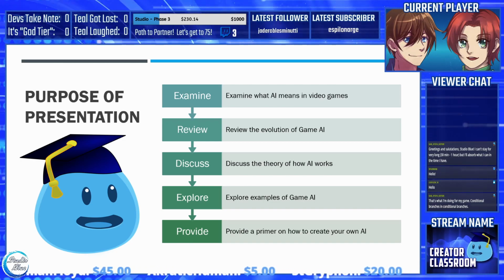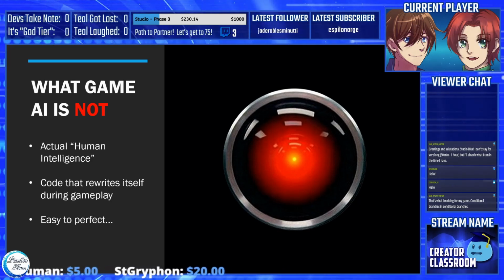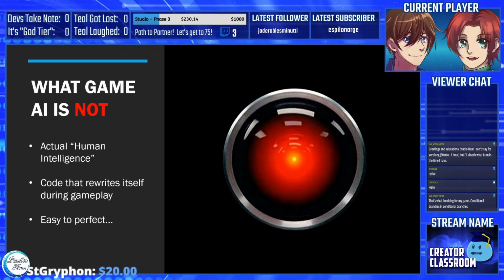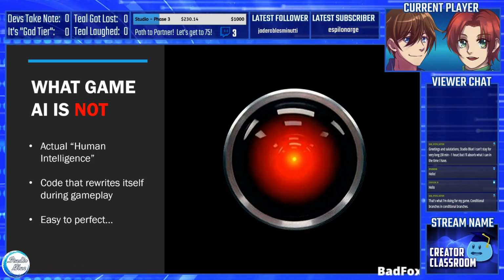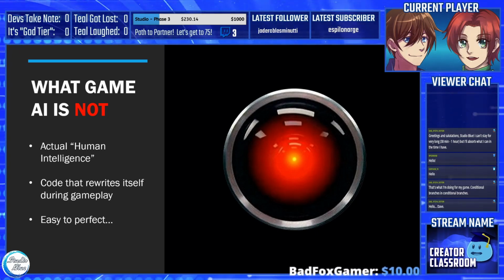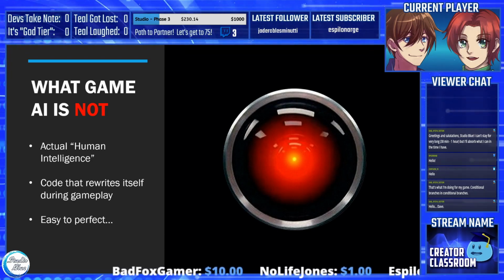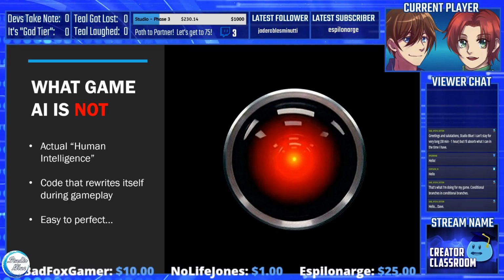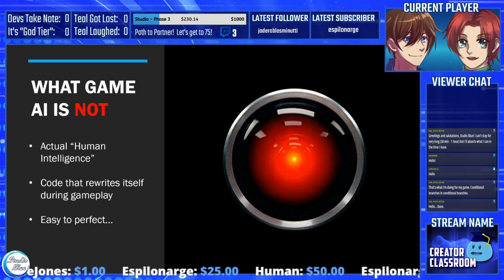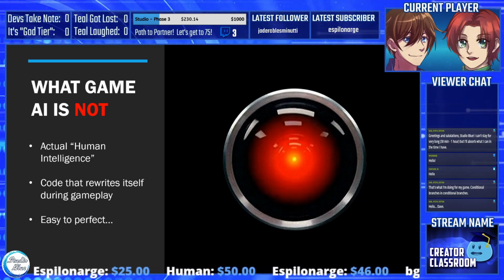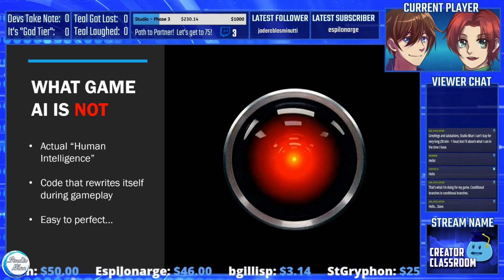Okay. Let's examine the first part. This is what AI is not. It's not HAL 9000. No, it's not HAL. Game AI is not actual human intelligence. It's also not an application that rewrites itself during gameplay. There is actual AI out there. Google and other companies are developing it, that changes the way it functions as it grows and as you feed it data. That is called real AI. Game AI is not that, okay?